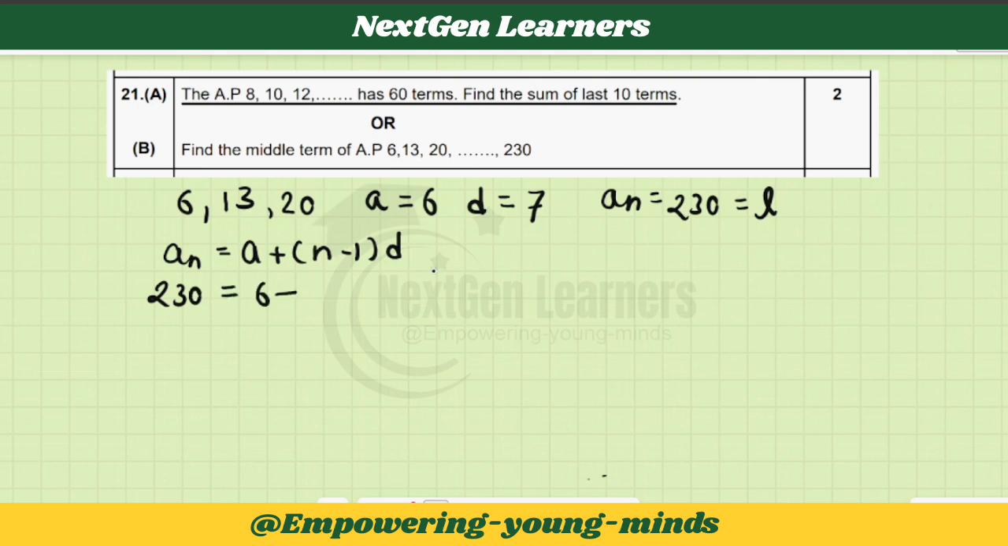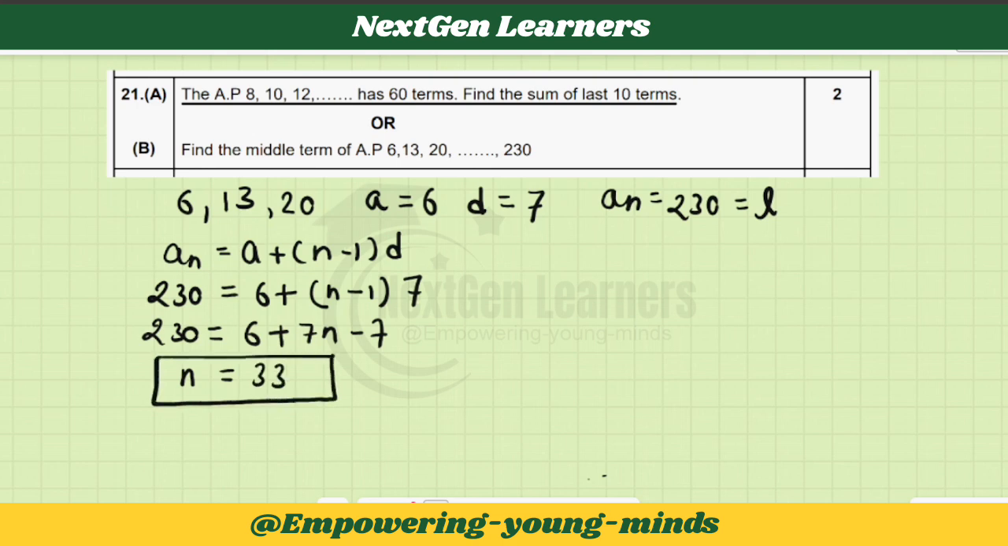I'm putting the value in this formula. n is not given, I need to calculate the number of terms n, and d is given as 7. So from here if I calculate the value of n, I will get 7n minus 7 and n will be 33. This means there are 33 terms in this series, and I need to find the middle term of this series.